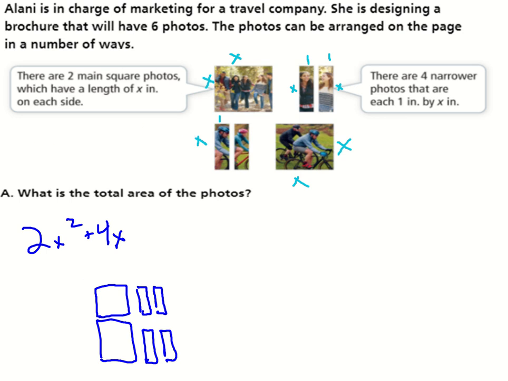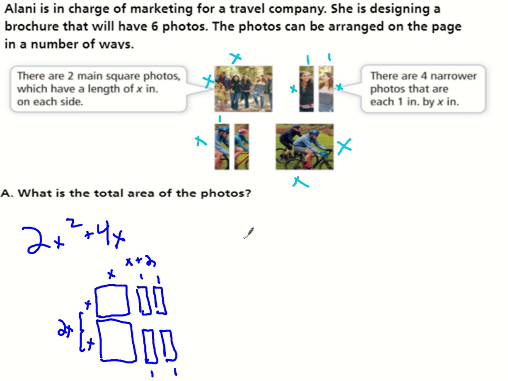So if we look, we know that these photos are x by x, and this is just 1, 1, 1, 1. Really, if I were to add up this side length, this is going to be x plus 2, and this is just 2x. What I did is I said x plus x is 2x. And then x plus 1, this makes up this whole side length, is x plus 2.